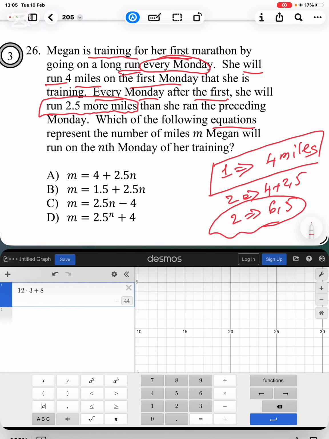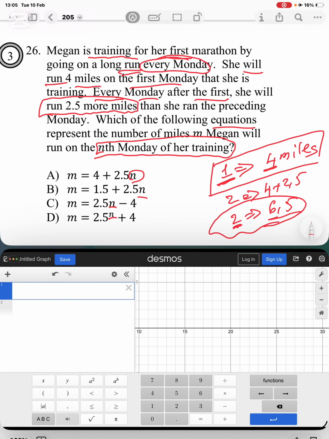Which of the following equations represents the number of miles M she will run on the nth Monday of the training? So when you insert 1 to the given expressions, the result should be 4. When you insert 2, the result should be 6.5. Now let's insert into the first one. 4 plus 2.5 multiplied by 1. It's going to be 6.5, right? But the answer is going to be 4. So A is incorrect. What would be 1.5 plus 2.5 multiplied by 1? It's 4. Yeah, so we select it.